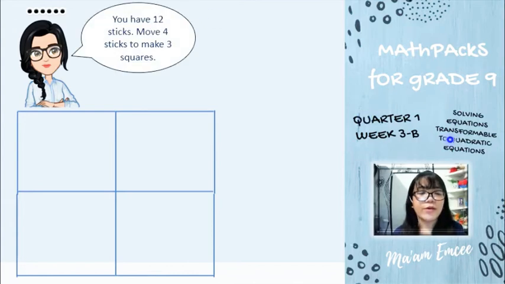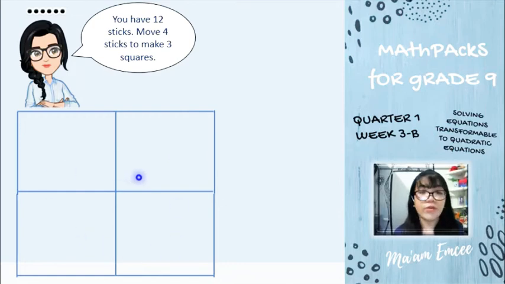You have here 12 sticks. The first task is to move 4 sticks to make 3 squares. This is 1 stick, and then we have 2, 3, 4, 5, 6, 7, 8, 9, 10, 11, 12. So we have 12 sticks in total. All you have to do is move 4 sticks out of 12 sticks to make 3 squares, because for now we have 4 small squares here.